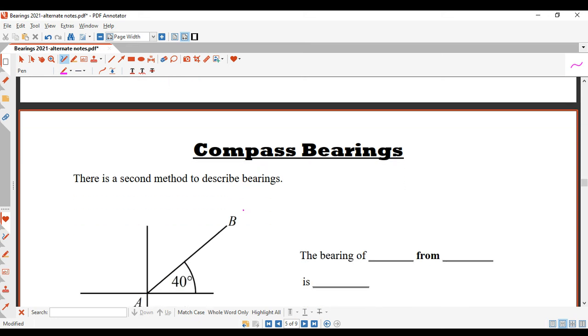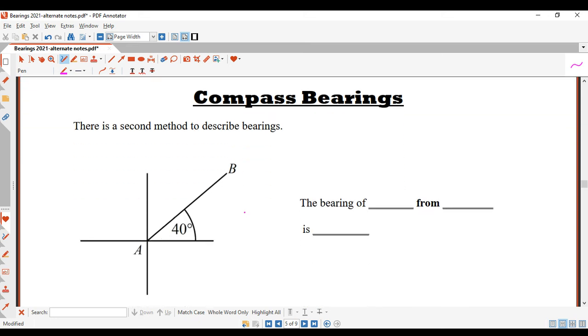All right, now there is another way of doing bearings, another way of writing them down. I'm going to call this compass bearings. Now, I'm just going to put the north and south arrows here. North, south, east, and west. Now, here's my direction. So I'm going to start off by saying the bearing of B from A. Should be B there. Now, the way we describe this angle is, first of all, I say whether B is north or south of A.